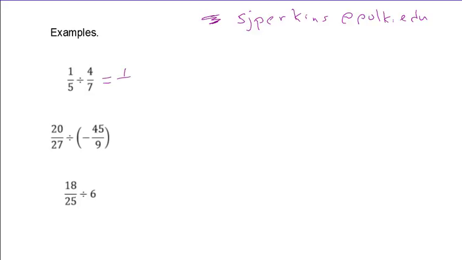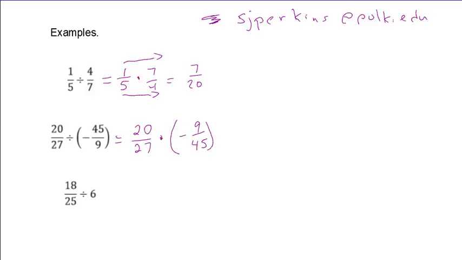So first thing I'm going to do with this problem is I've got 1/5 times 7/4. Nothing reduces, so when I multiply my numerators, I get 7. I multiply my denominators, I get 20. Problem done. The second problem, again, do not reduce until it is a multiplication problem. So I'm going to make this negative 9/45. All right, here we go.